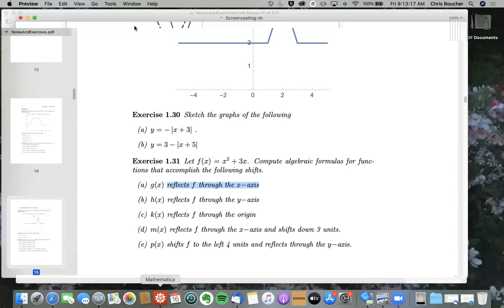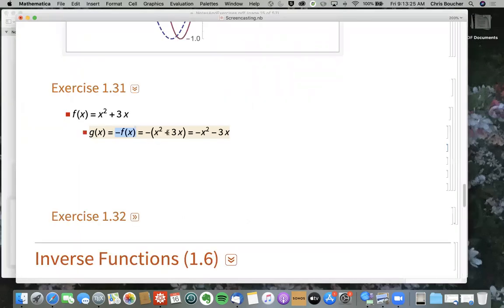So what does that look like? I put a minus sign outside the function. f of x is this, x squared plus 3x. So be careful that you use parentheses and the minus sign hits the entire function, right? So when you distribute through the parentheses, you're going to get this as a result, right? So the graph of the thing that is in blue is just the original graph reflected through the x-axis. All right, what's the next one?